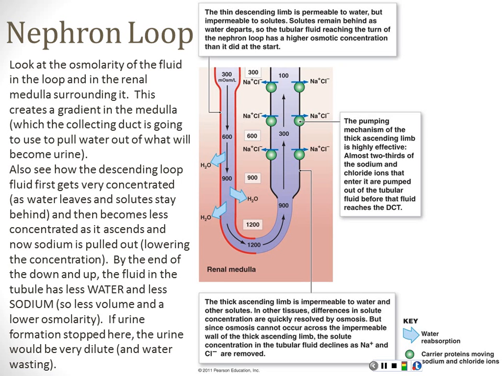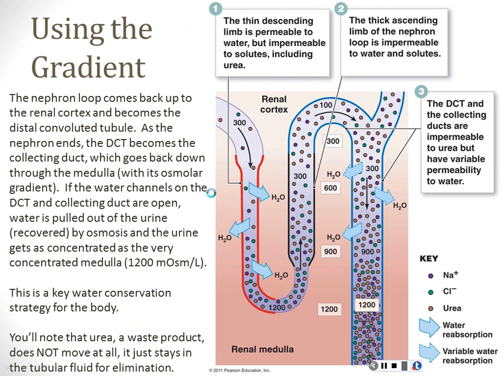However, that isn't how we evolved. We evolved to be water conservers, because our ancient ancestors lived in a variety of different environments, some of which did not have lots of fresh, clean water to drink. So the story doesn't end there, because now we're going to use this gradient.